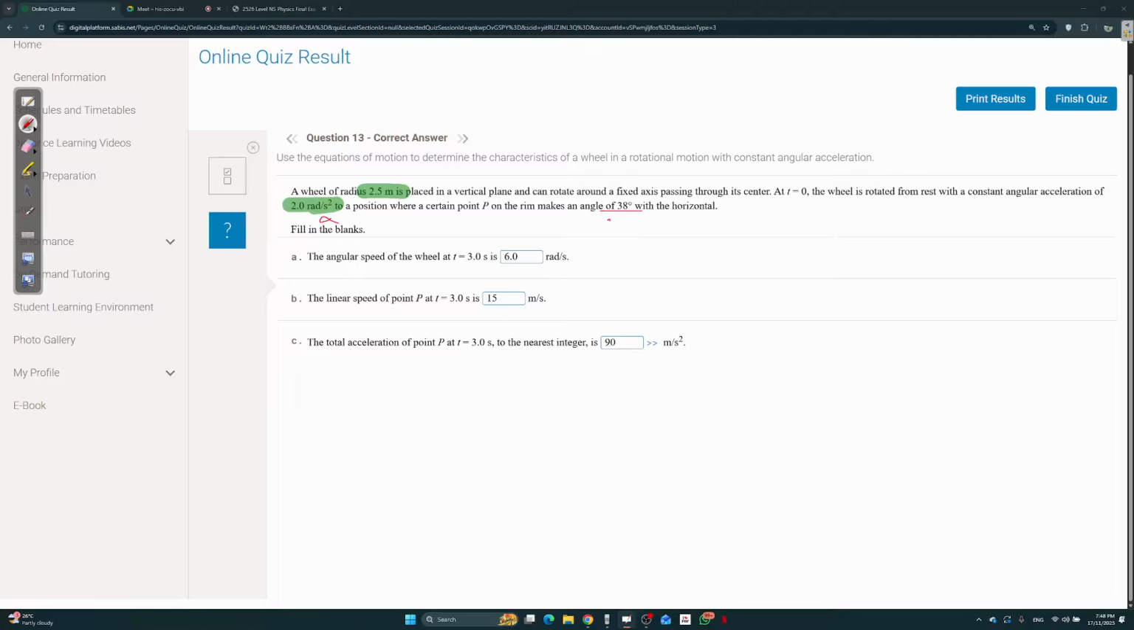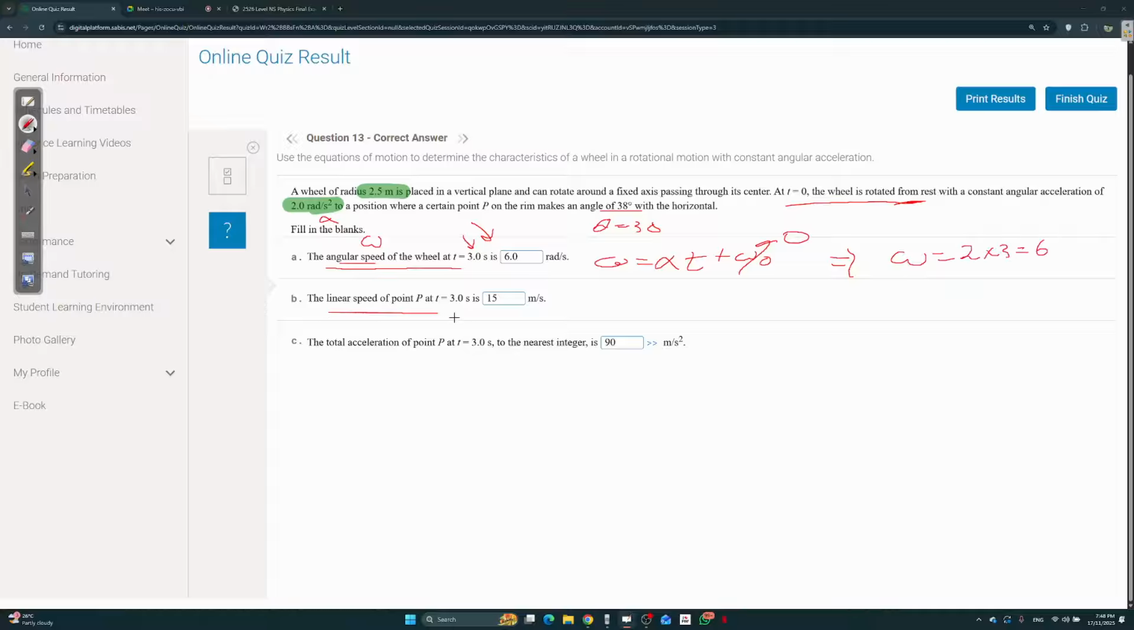They gave us the angle 38, that is 38. What is the angular speed at t equals 3 seconds? If you have alpha and you have the time, can you find omega? Yes, omega is equal to alpha times t. Omega is equal to alpha t plus omega initial, but at t equals 0 it starts from rest, so that means this is 0. So omega is equal to 2 times 3, which is 6.